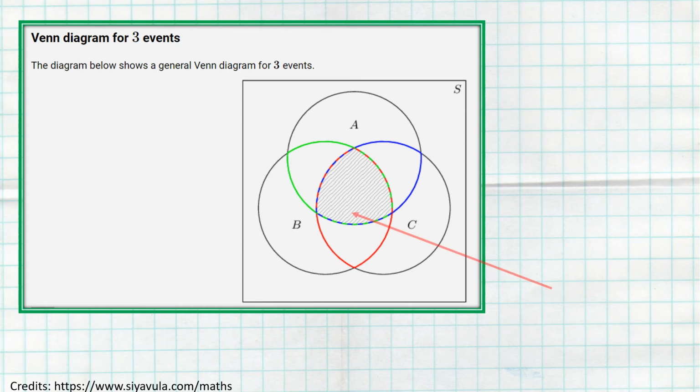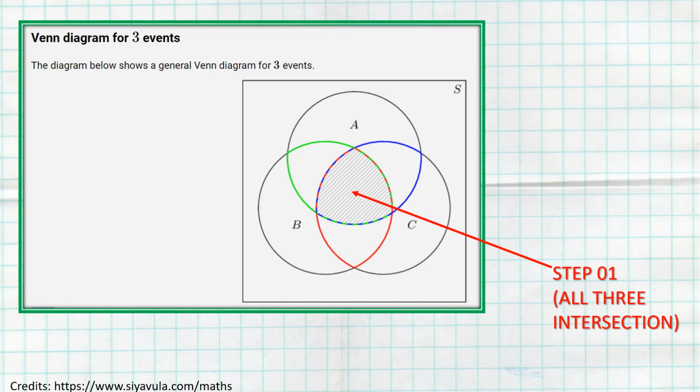You start at the center, at the intersection for all the 3 events. That is our step number 1. We start at the intersection of all 3. That's where you start, right?